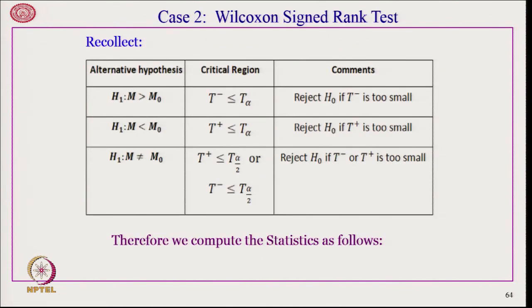We already know this thing. This you have already seen, that the critical region for alternative m is greater than m naught is going to be that reject H naught if t minus is too small. So, t minus is the sum of ranks of the negative ranks. Therefore, t minus is the sum of ranks of all those differences which are negative, that means which are less than the median m naught. Therefore, we compute the statistic as follows.